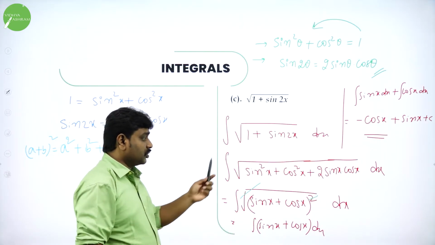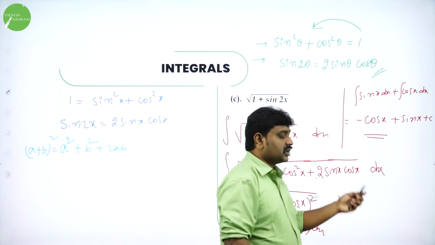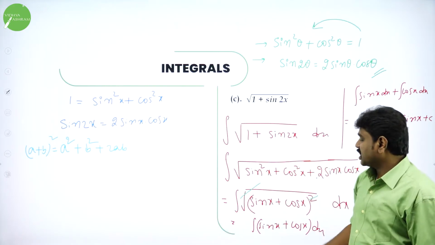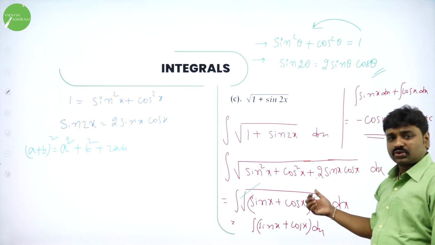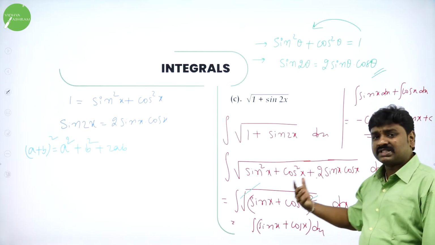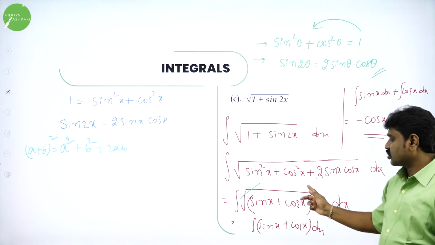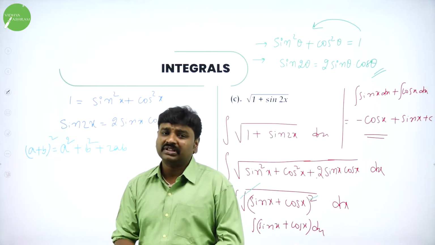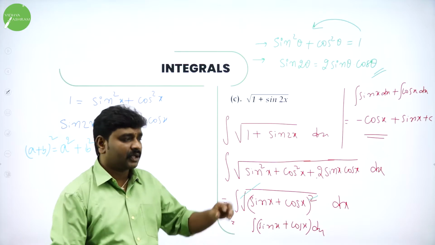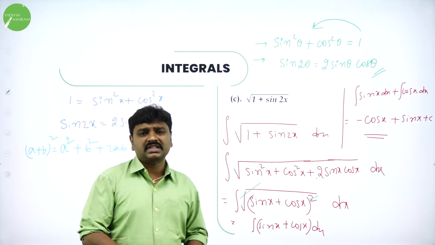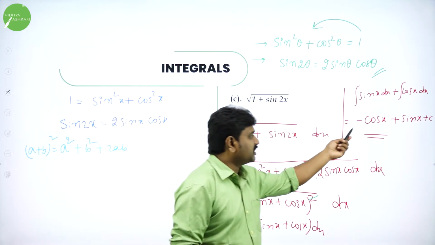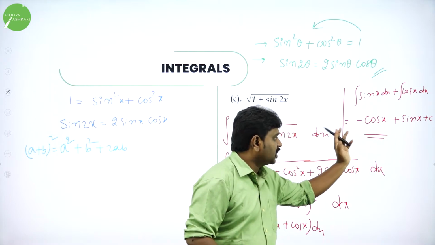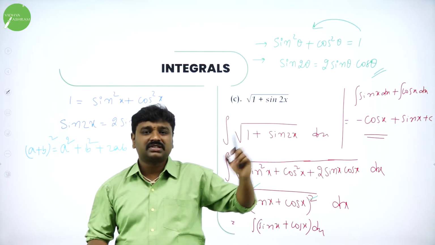But here you should observe it is a square plus b square plus 2ab. A square plus b square plus 2ab is a plus b the whole square. So sin square x plus cos square x plus 2 sin x cos x can be written as sin x plus cos x the whole square. Square root cancels and you are left with integration of sin x plus cos x. What is integral of sin x? Minus cos x. Integral of cos x, sin x. Here this is the answer, minus cos x plus sin x, or rearranged it will become sin x minus cos x plus c.